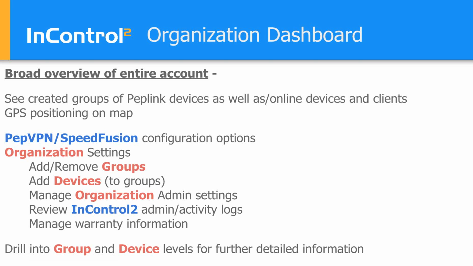whether or not we're adding or removing a particular group, cleaning up the account, adding devices to a particular group, managing organization admin settings, again, kind of deciding who has access to what. There is reporting information that you'll be able to take a look at, who's logged into the account, who did what, etc., as well as keep an eye on your warranty information. And then from the organization dashboard, you can actually drill into the group and device levels to get further information about the gear.